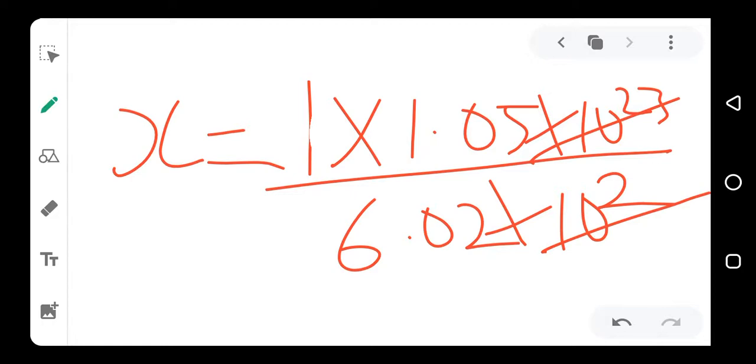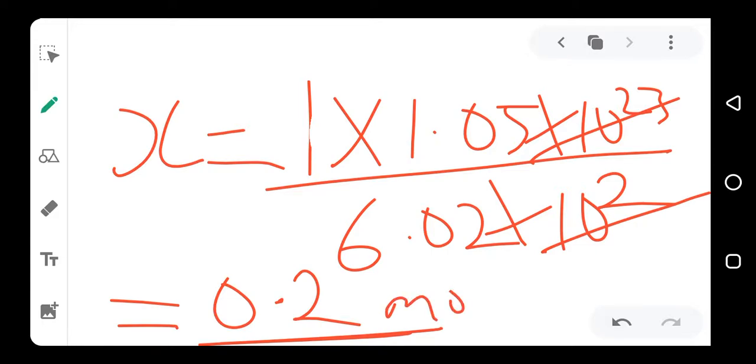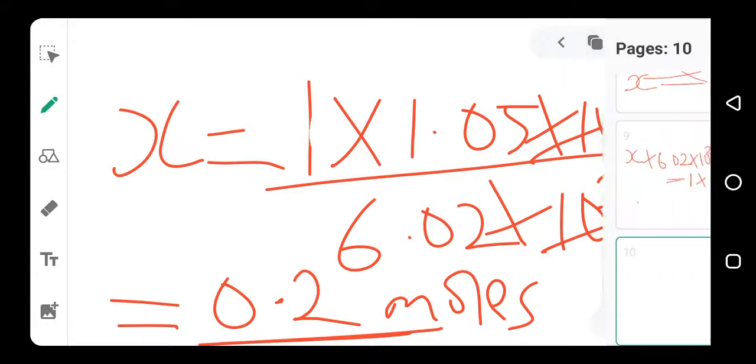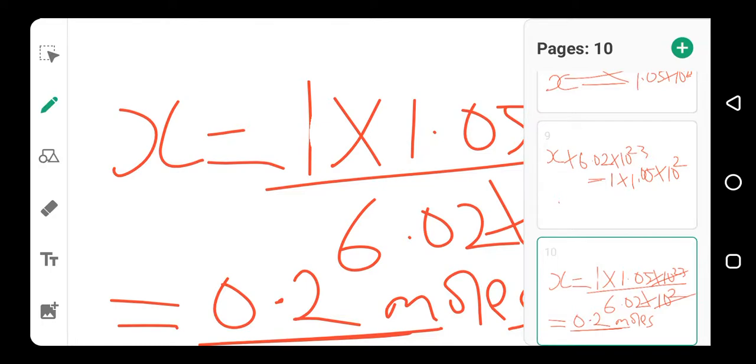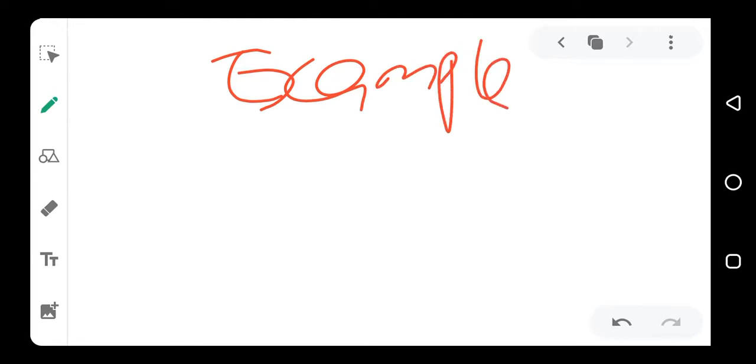So what we are going to have is that our number of mole is equal to 0.2 moles approximately. Okay, so this is the answer. Example 2.